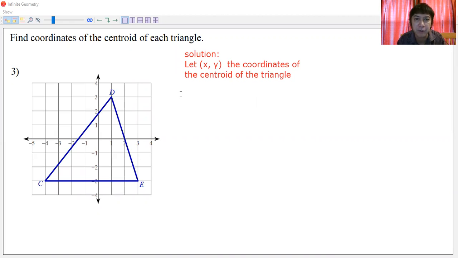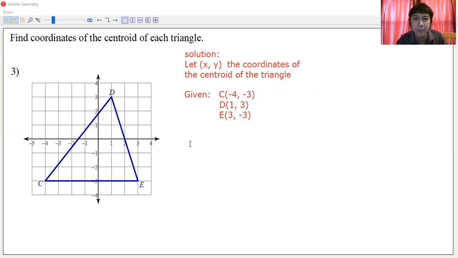All right, let's gather the given data. We have C, D, E. All right, C, that looks like at the third quadrant, -4, -3. Okay, remember you have to read the x coordinates first. Now our point D, that's located at the first quadrant at 1, 3. And for our third point E, that must be at the fourth quadrant, located at 3, -3. That's it. All right, now we compute.